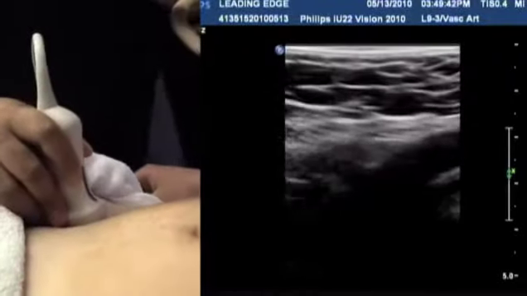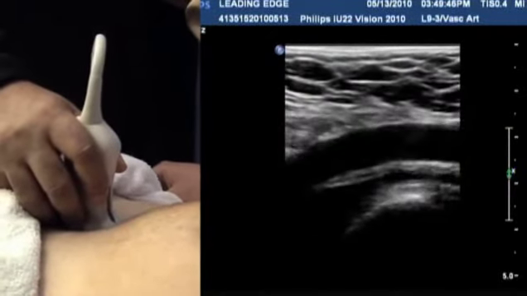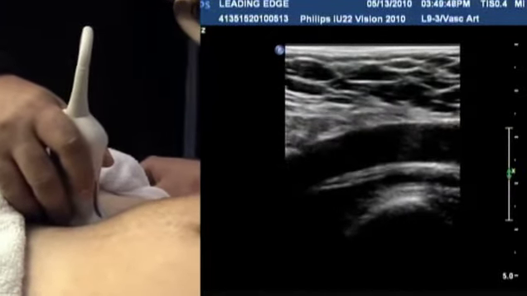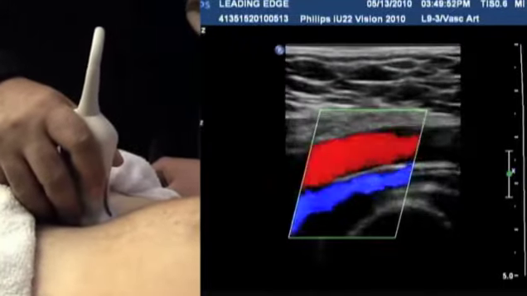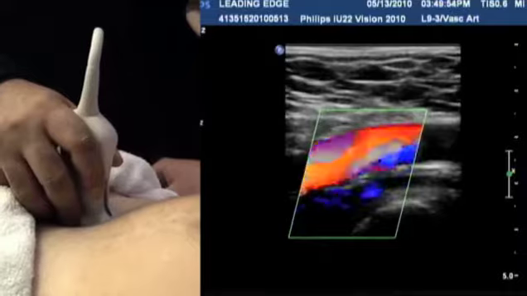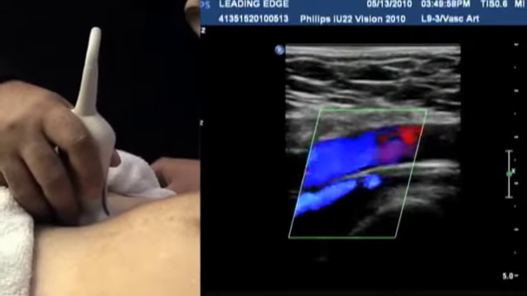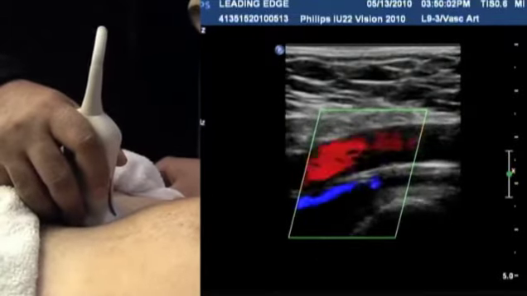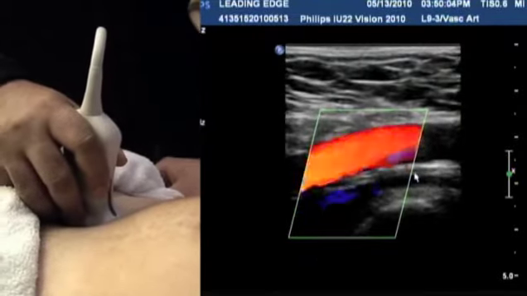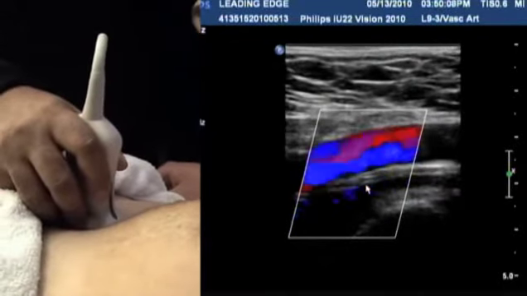What I do actually in most patients, I typically will start out at the level of the groin where I identify the common femoral artery, as you can see here on the image. It's that pulsatile vessel. Let's just put the color on, help us identify that even better. Let's increase the scale so we can eliminate some of that aliasing that we see there. Very nice. So what you're seeing now is the common femoral artery and the common femoral vein.